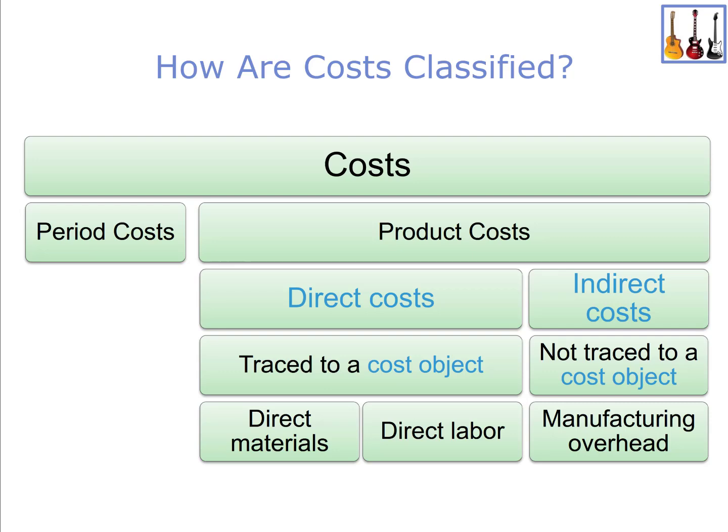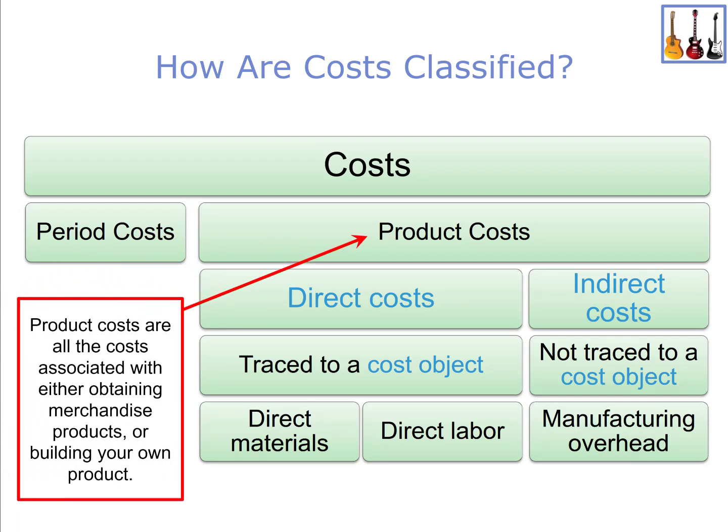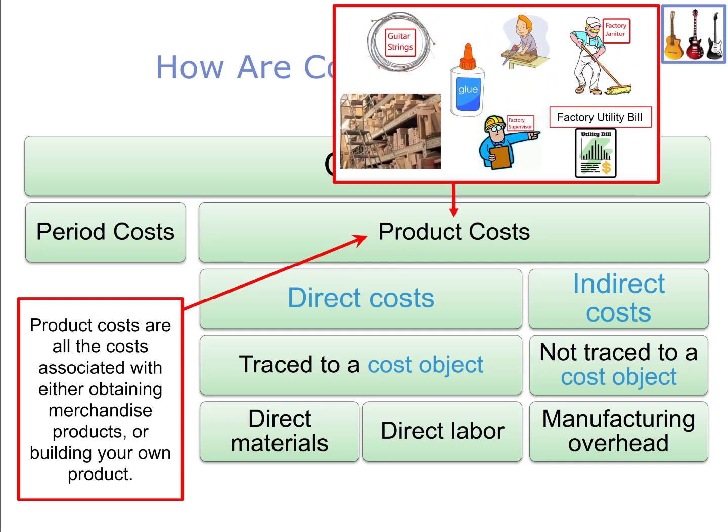Costs are either product costs or not product costs. As mentioned before, product costs are all costs associated with either obtaining merchandise products or building your own product. For a guitar manufacturer, it includes the wood, strings, and glue to build a guitar, as well as paying the people who actually build the guitars, the supervisor who oversees the building of the guitars, the factory janitor, and the bills associated with the factory such as factory utilities, factory equipment depreciation expense, and factory rent expense.